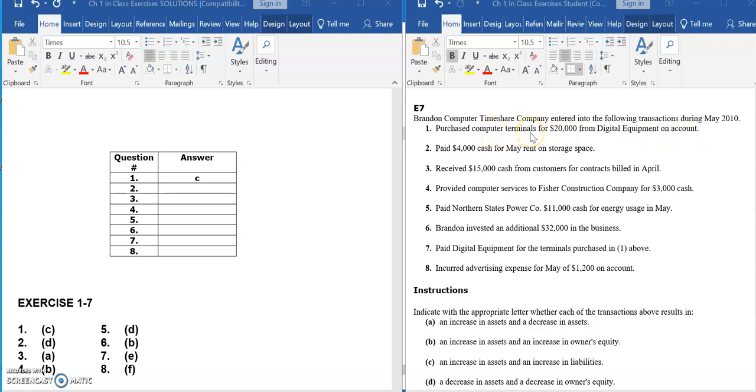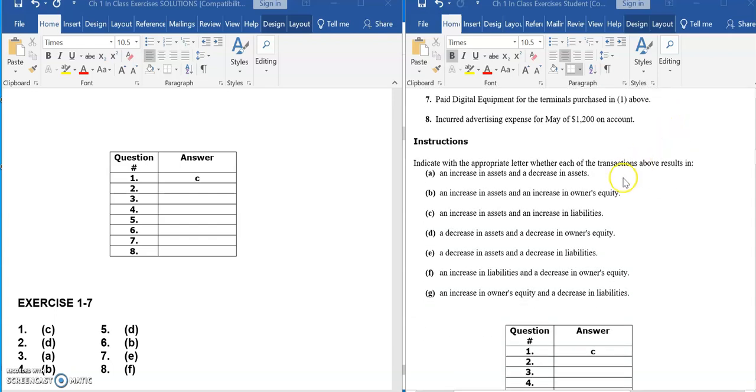Computer terminals are going to be an asset for the company. Thus, we know assets are increasing, and if we bought them on account, we haven't paid for them yet. It means our liabilities are increasing. Going down here, it looks like we have an increase in assets for the purchase of the equipment, and we have an increase in liabilities for the fact that we now owe more. So the answer to number 1 is C. That's the correct description.